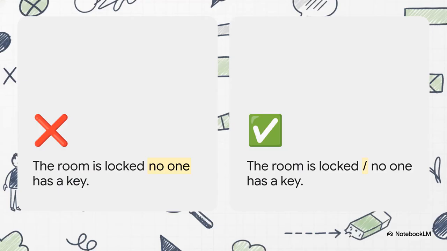Let's play grammar detective for a quick second. Take this phrase. The room is locked, no one has a key. It feels super rushed, right? To fix this, we actually need to find exactly where the first complete thought ends and the second one begins. The room is locked, that's one thought. No one has a key, that's the second. They're illegally fused together without any kind of break.